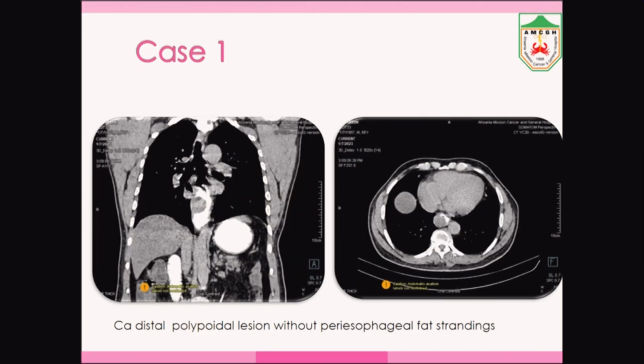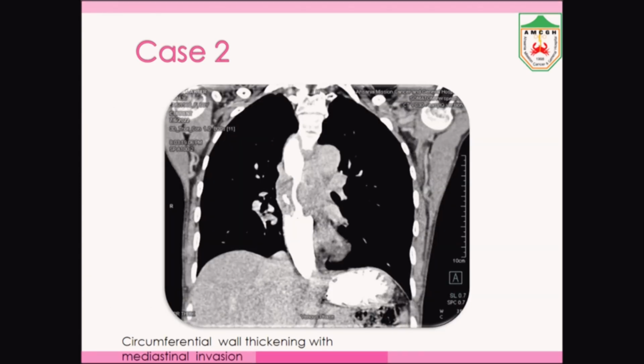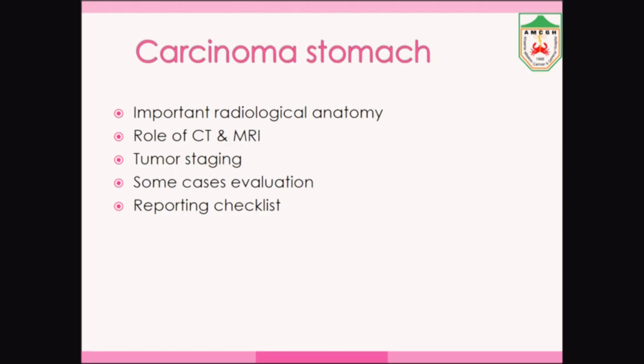This is a case in our institute showing carcinoma esophagus, polypoidal lesion with smooth outline. There is no paraesophageal fat stranding. This is a case showing circumferential wall thickening with paraesophageal fat stranding. This is another case showing a circumferential wall thickening which is invading the mediastinum.